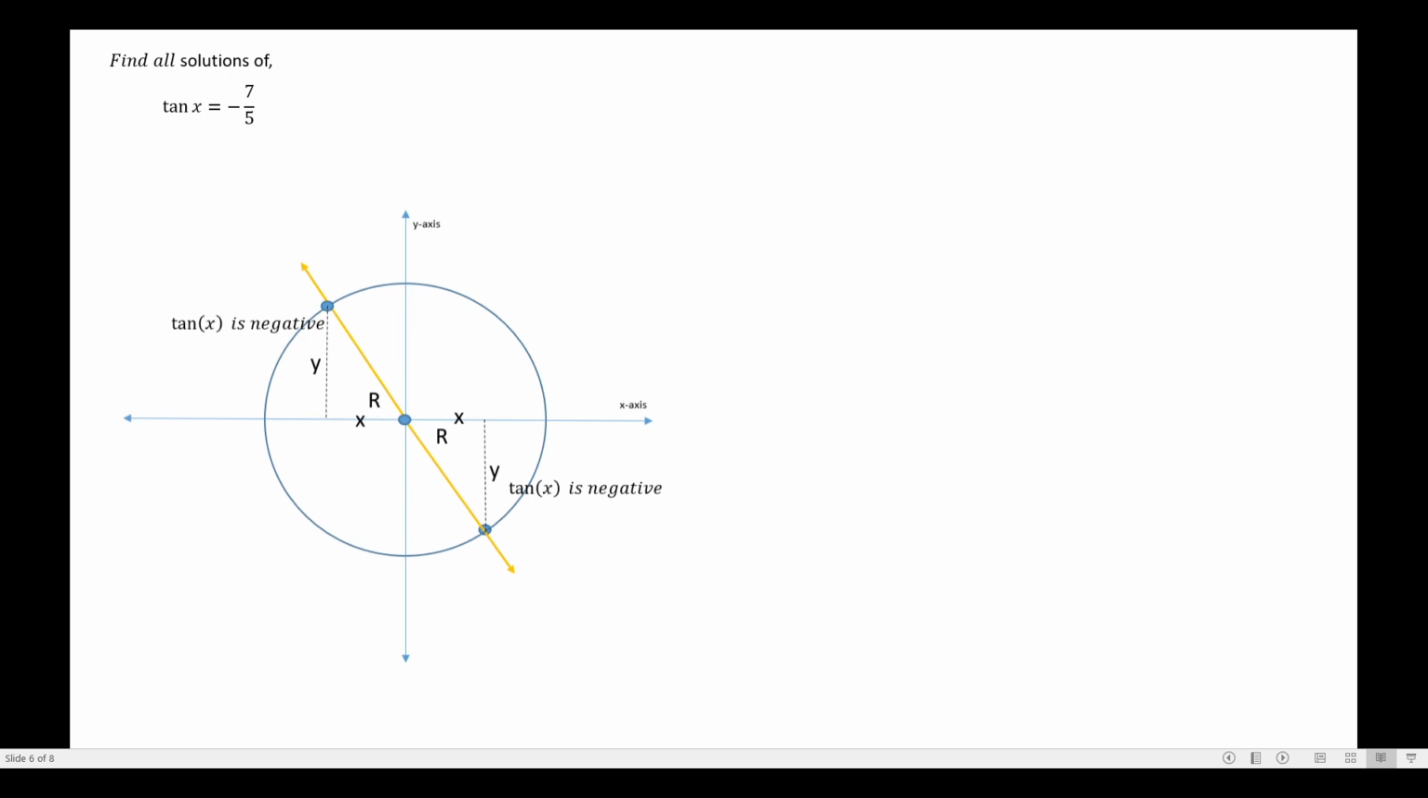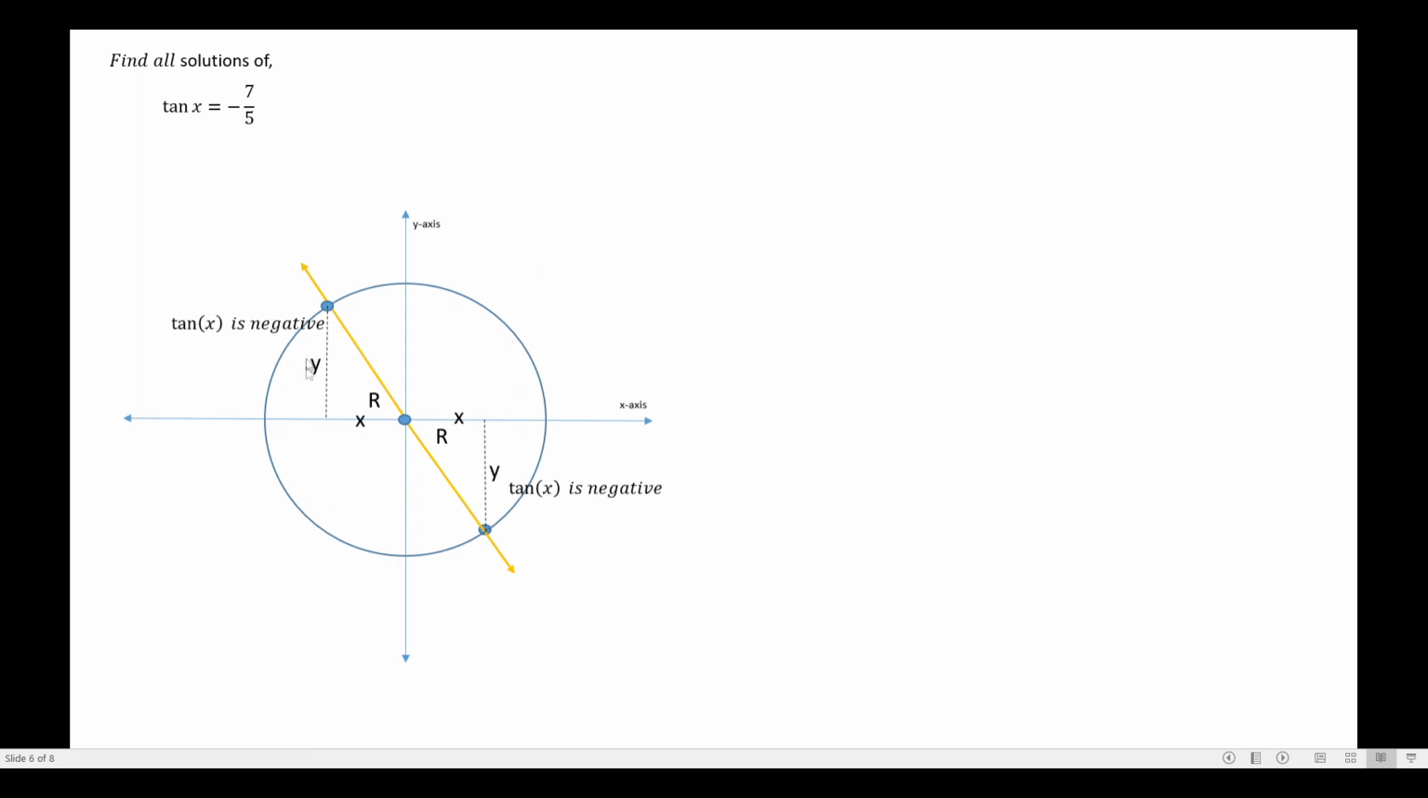Okay. So another example, you have find all solutions of tangent x equals negative 7 over 5. So this time we have a tangent function, or an equation involving a tangent function. So this will be the scenario. Remember, okay, we have to consider the value here, negative 7 over 5. And again, tangent is positive in quadrant 1 and quadrant 3.